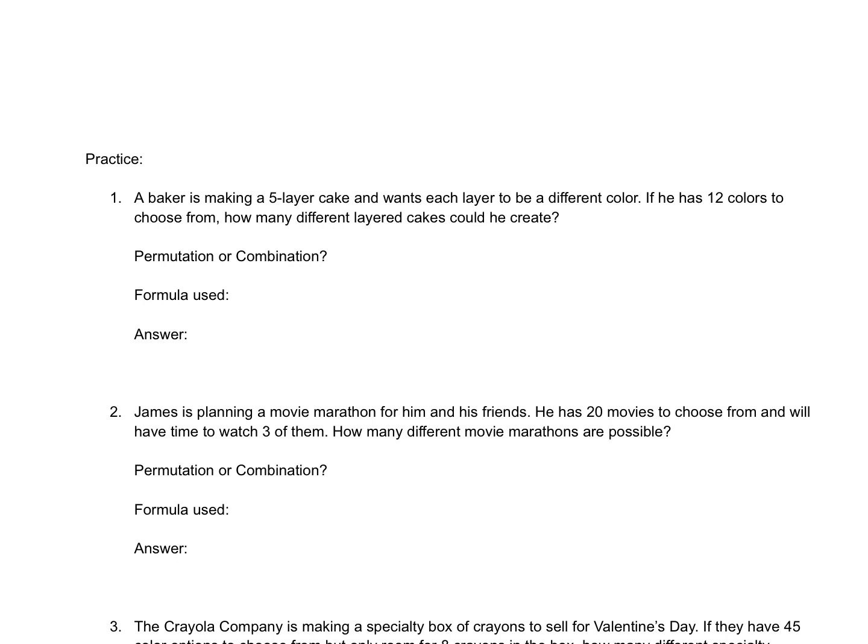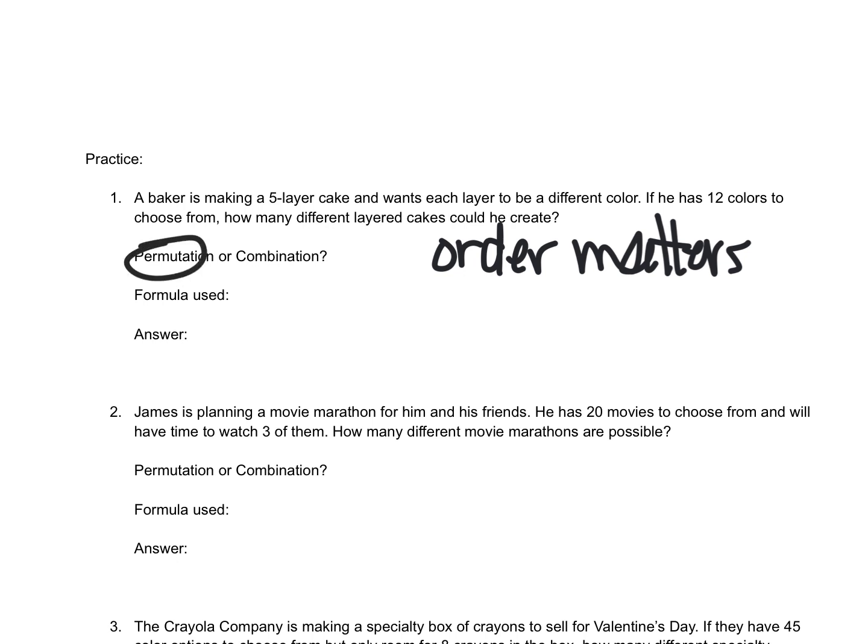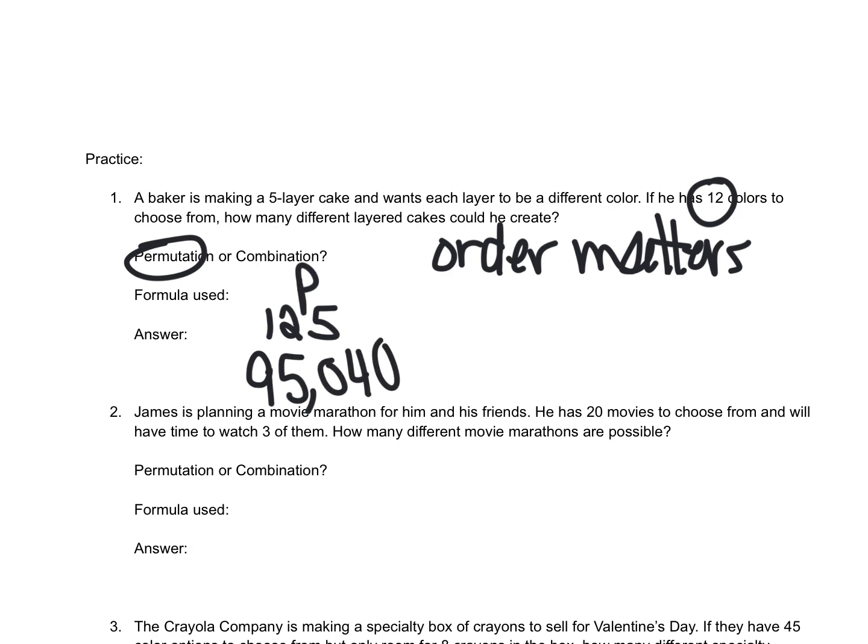Okay, well, for making a layered cake, you have to put the first layer on before you can put the second layer on, before you can put the third layer on. So order matters. So if order matters, that means we're going to have a permutation. So in your calculator, you're going to have your permutation. You have 12 total, and you are choosing 5. So you do 12 choose 5 in your calculator, and you should end up with 95,040 different ways that you could make that cake.